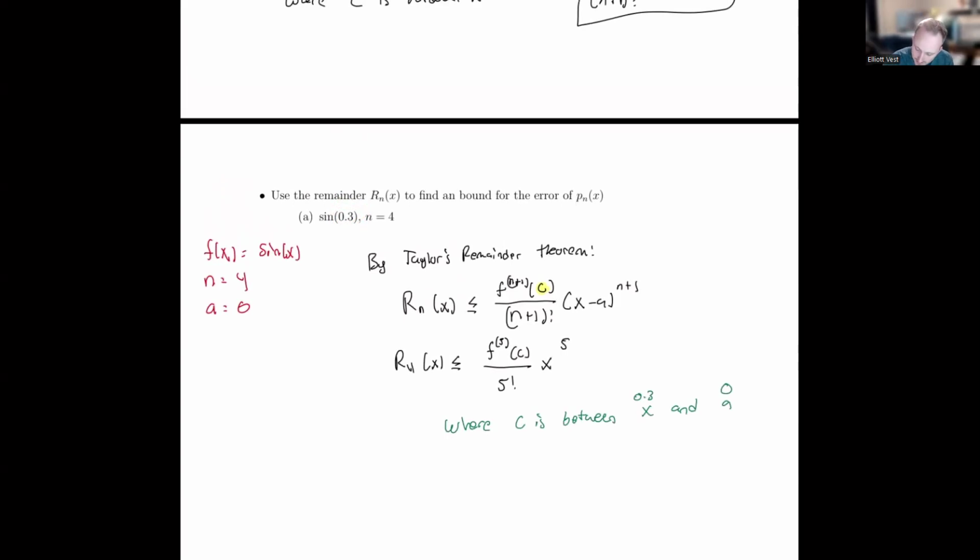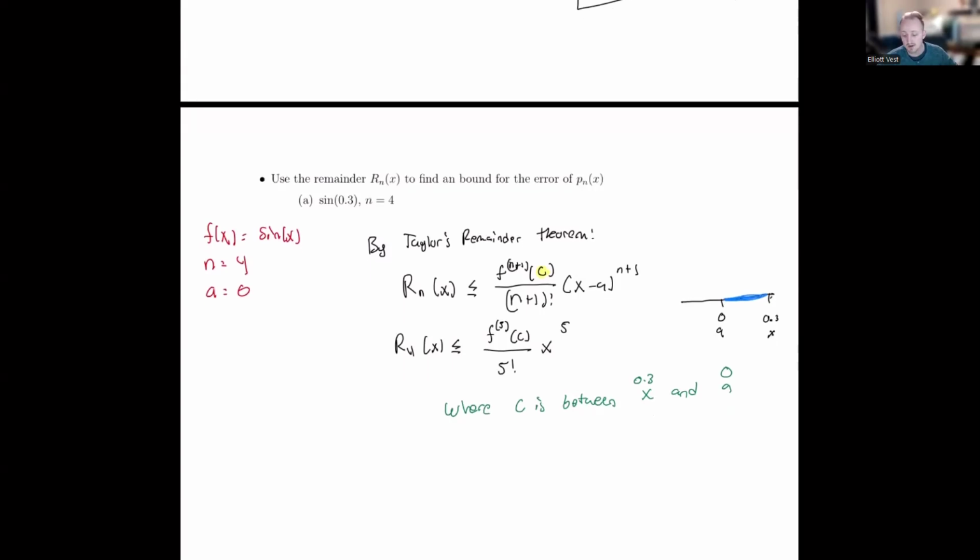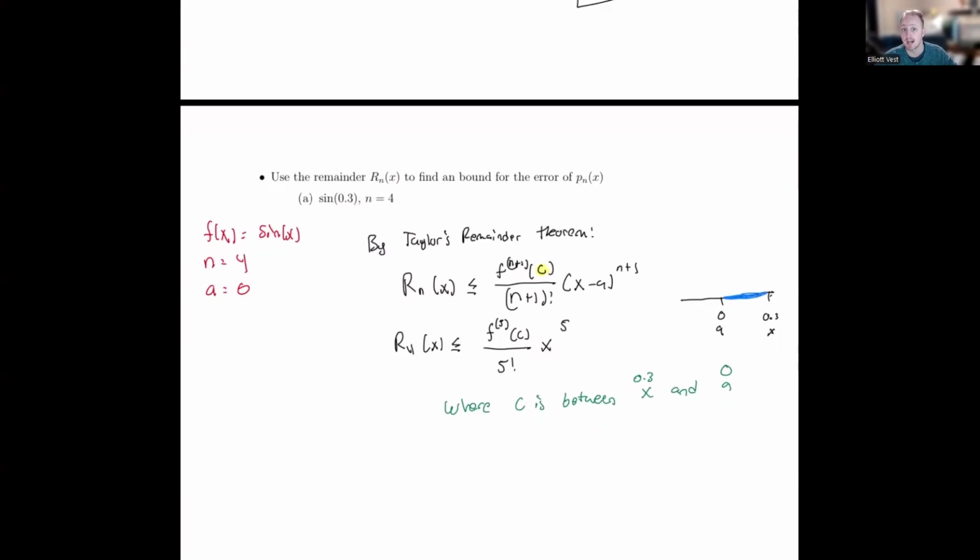If I was to draw this out again, right, I have my 0, which is my a, and I have my 0.3, which is my x, and my c is whatever my max value is along this here. I don't necessarily need to find that. I just want to find an upper bound for this. I need to find a bound for my error, right?